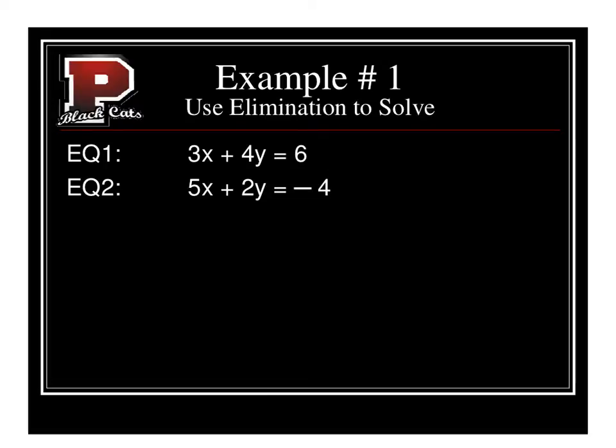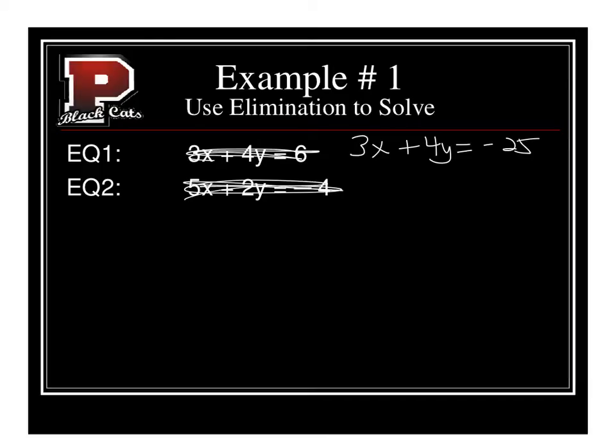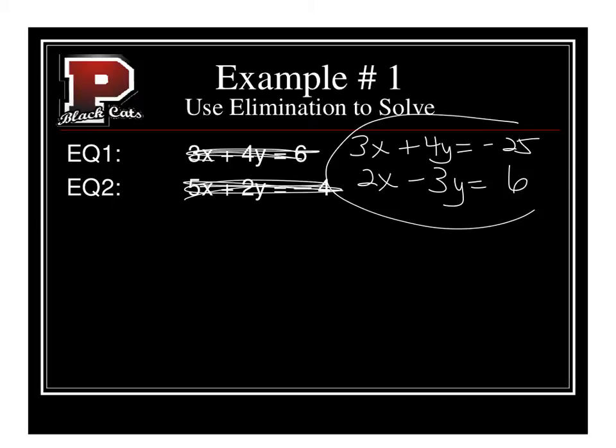Alrighty, so we're going to do an example here, but this is not the correct example. So let me go ahead and change it, and you write this down. Equation 1 is 3x plus 4y equals negative 25, and the second equation is 2x minus 3y equals 6. These are the equations we're going to use for the next couple of examples. So write that down, please. And here we go.